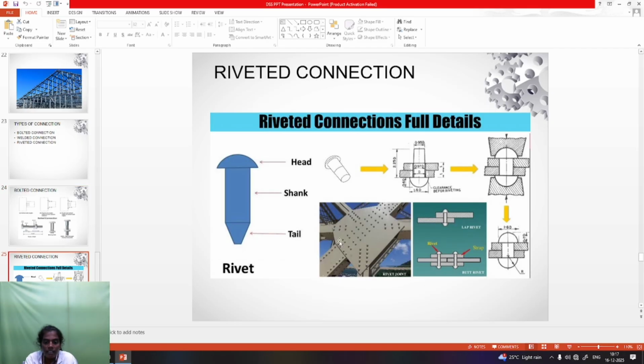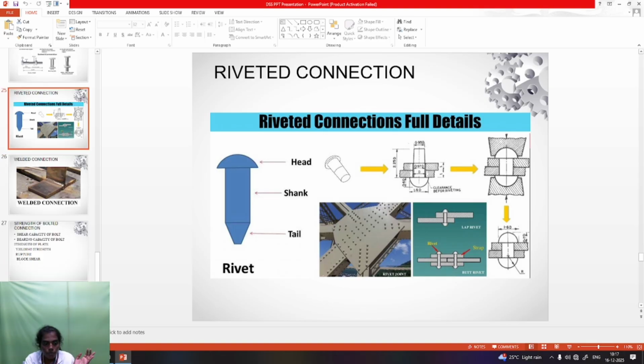The riveted connection is of this type, where a metal pin is used. The joint normally has two types: lap joint and butt joint. Lap joint means plates are connected one above the other, with the laps overlapping. Butt joint means two members are connected horizontally using rivets, bolts or any connection.